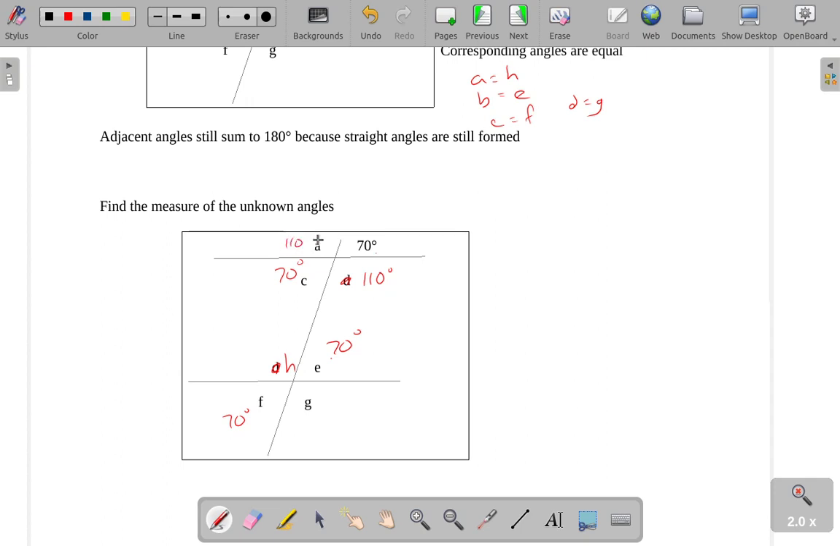And then I could pretty quickly fill in the rest of these using the similar sort of logic as what I just did with 70.